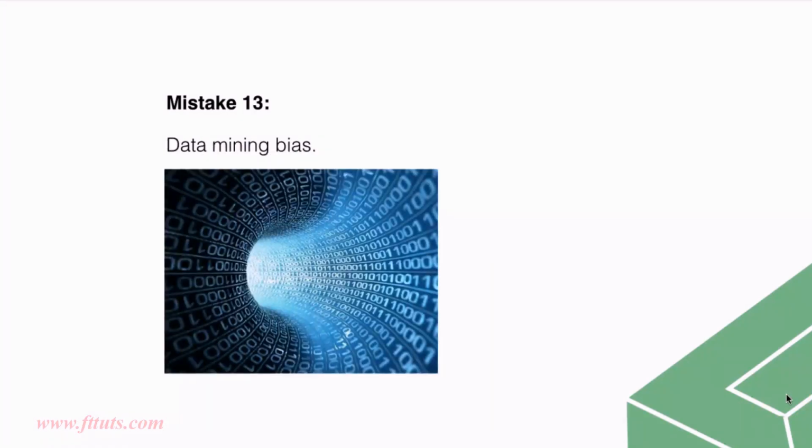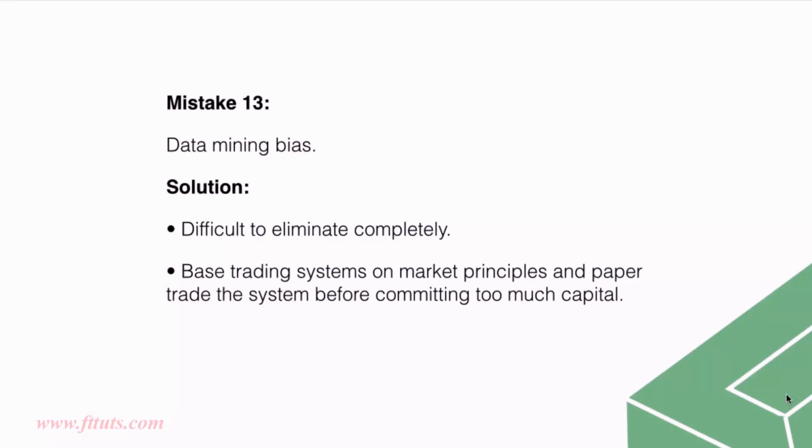13. Data mining bias. Even if you avoid all the mistakes we've discussed, if you generate and test enough trading strategies, you're going to eventually find one that works very well in a backtest. A system may perform well in sample and out of sample, and even across different markets and with different start dates. However, even though such a strategy may seem robust, it can still be the product of data mining, and therefore it may still be a random strategy. Unfortunately, there's no real way to avoid the data mining bias completely. The best solution is to base trading systems on market principles, paper trade the system before committing too much capital, and keep alert for obvious signs of randomness.